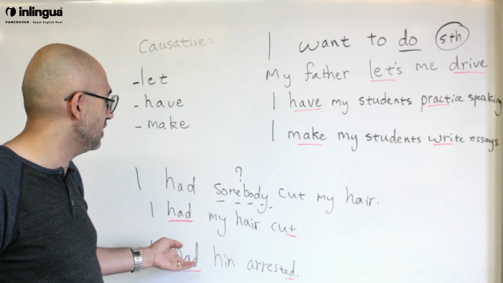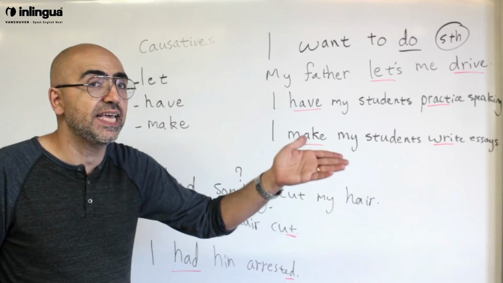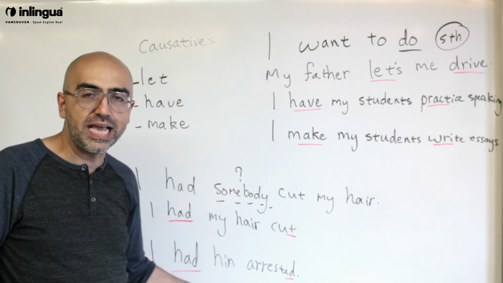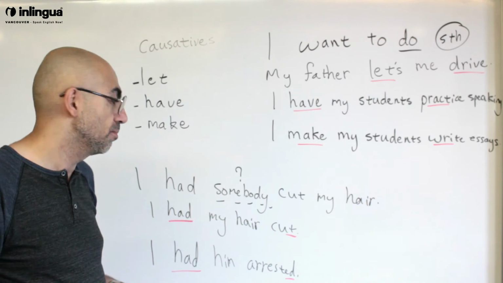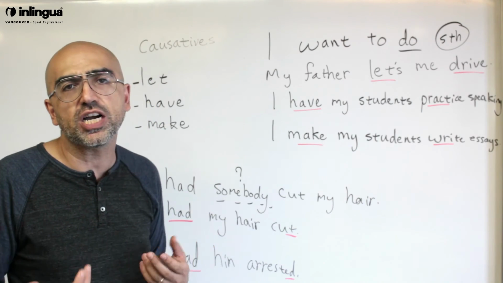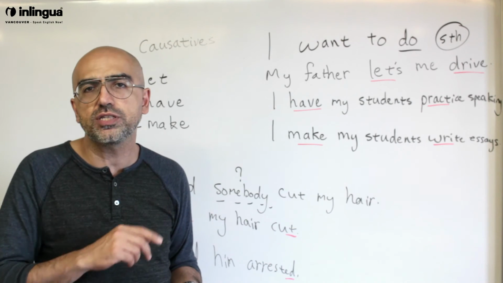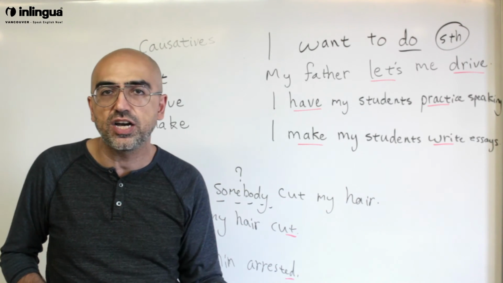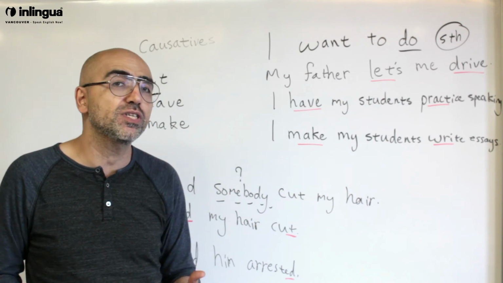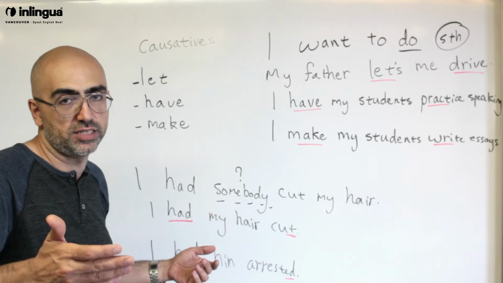So why don't you look at this other example? I had the police arrest him. I had him arrested. So I had the police arrest him, but simplify, I had him arrested. And think about it, when you talk about any kind of cosmetic procedure, I had my nails done, I had my nose done, I had this done, I had that done. Whenever we don't know who it is that did it, and what's more important is what's done, then you can use this structure. I had something done.